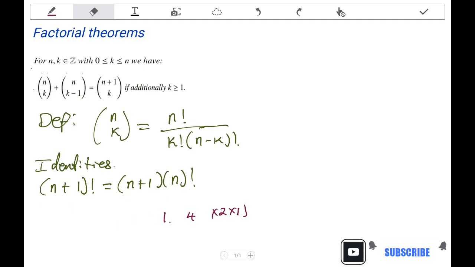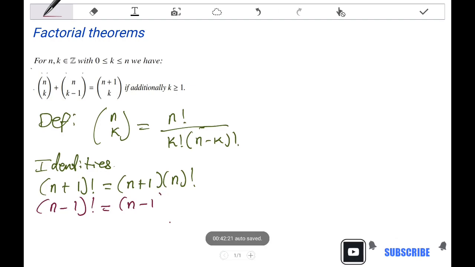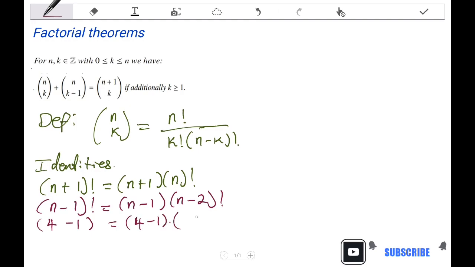The second identity is: (n minus 1) factorial equals (n minus 1) multiplied by (n minus 2) factorial. Let's say n is 4, then n minus 1 is 3, so 3 factorial equals (4 minus 1) multiplied by (4 minus 2) factorial.